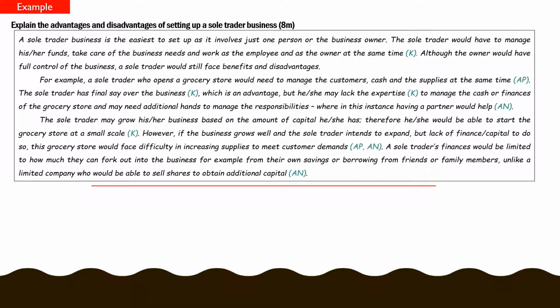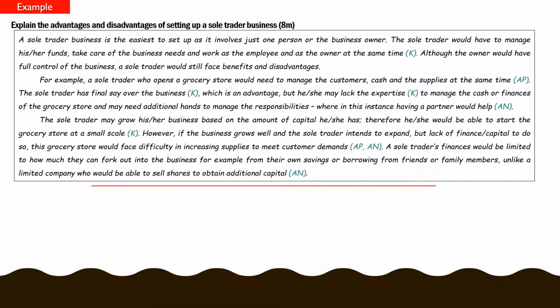So as you can see, there is some application mentioned, and it was analyzed to show how important having finances is and what would happen if they do not. A sole trader's finances would be limited to how much they can fork out into the business, for example, from their own savings or borrowing from friends or family members, unlike a limited company, which will be able to sell shares to obtain additional capital.